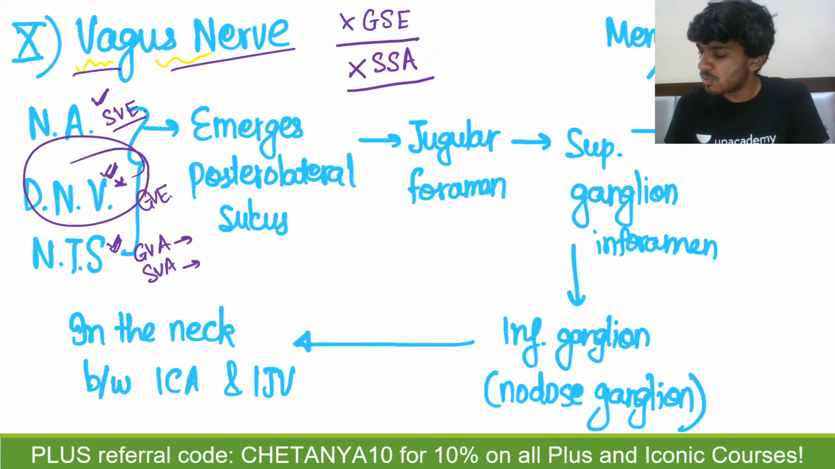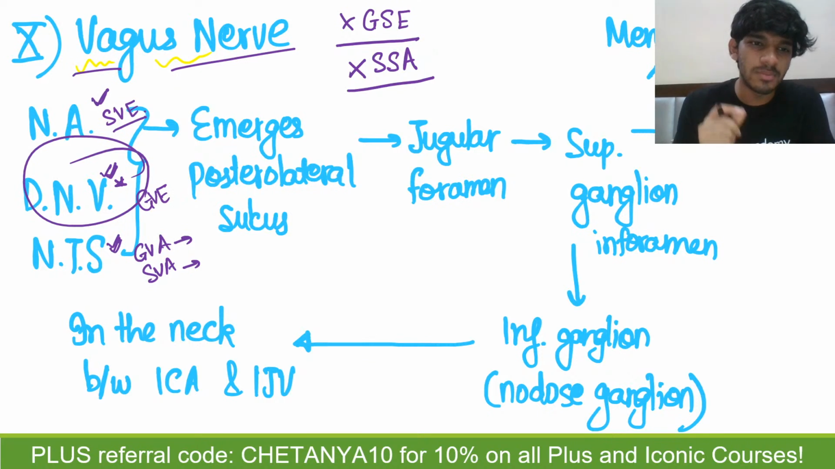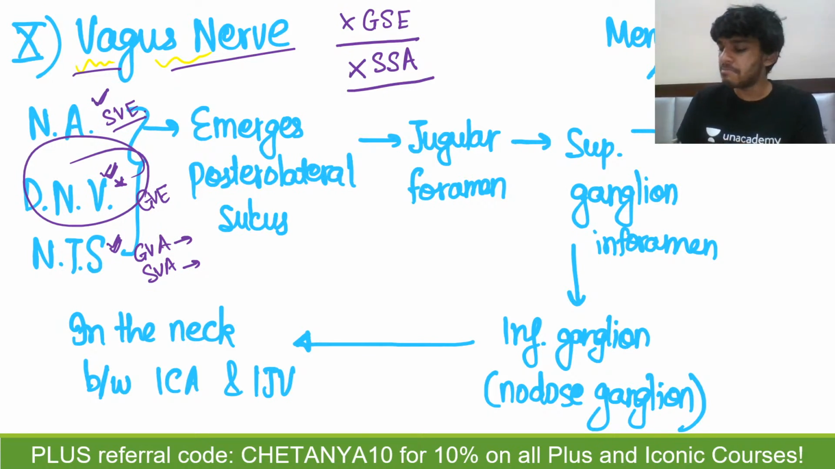And which is the one column that is left? There is one column that is left. The general somatic efferent, right? That is the one that is left right now. So we'll come to that. That goes to the trigeminal nucleus.